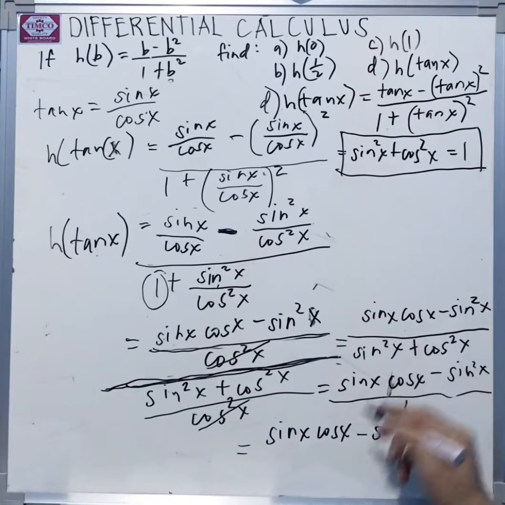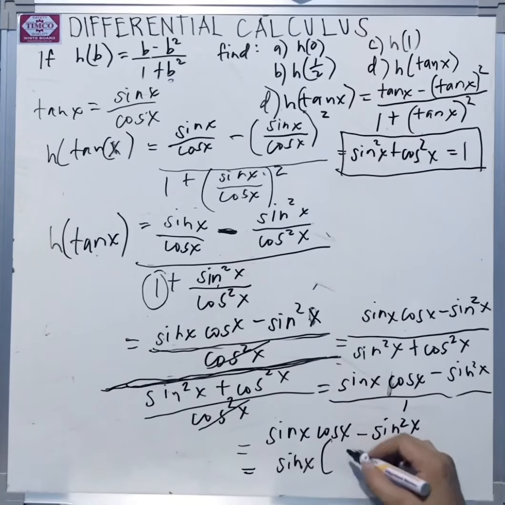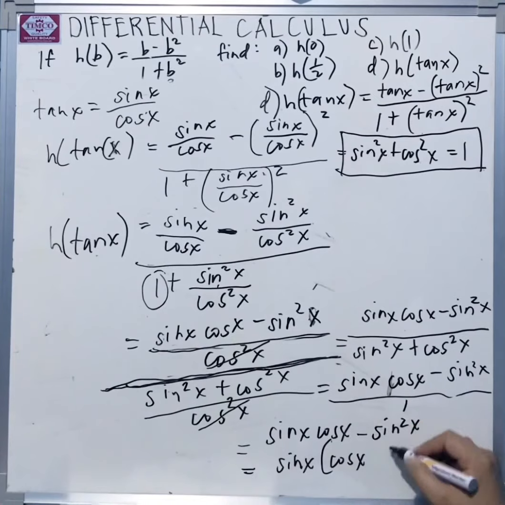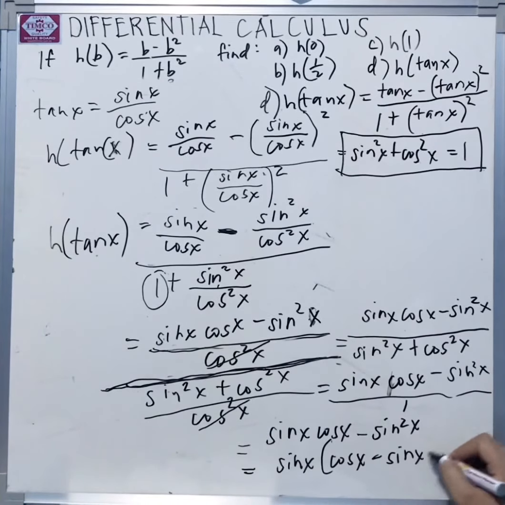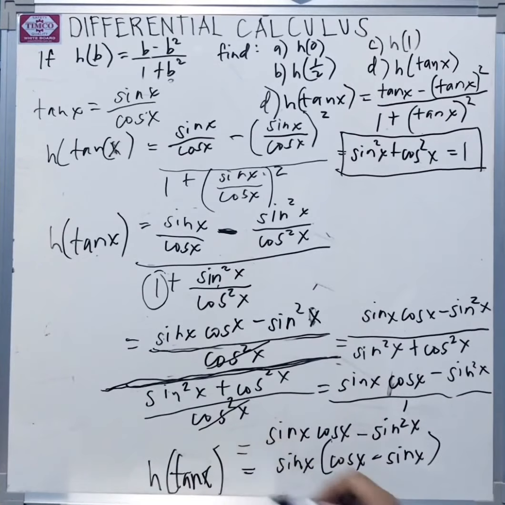So tapos na ba? Hindi pa, kasi kaya natin i-simplify yan. So factor out natin yung sin x: sin x times cosine x minus sin x. Okay? So yan na yung sagot natin. Ito na yung h of tangent x. So ayun, yun ang evaluation of function natin. So ang next naman natin is limit of a function.